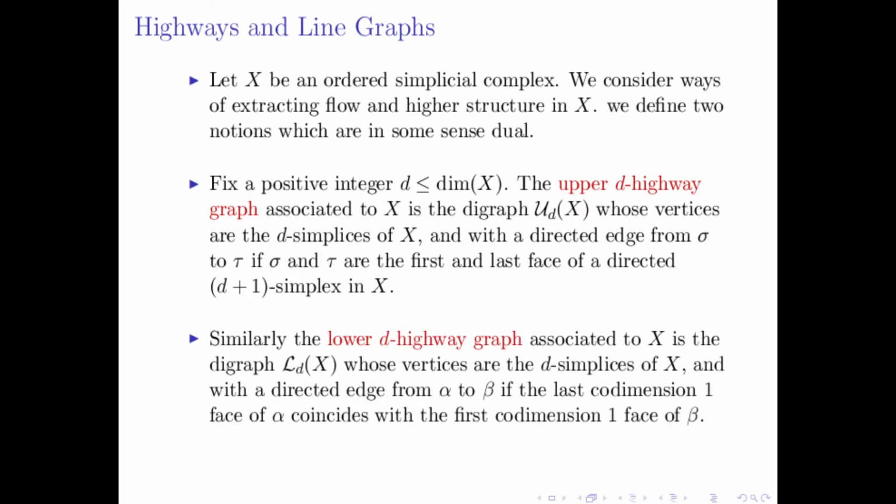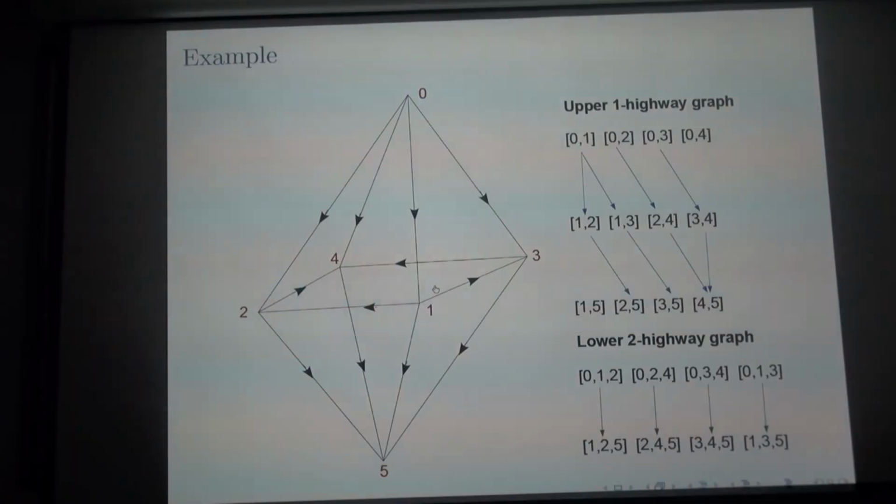Then, similarly, the lower d highway graph associated to X is the graph LdX, whose vertices are again the d simplices, and you have a directed edge from alpha to beta if the last codimension 1 face of alpha coincides with the first codimension 1 face of beta. So if they intersect on a codimension 1 simplex, which is the last of the first and the first of the last. Let's look at some pictures.